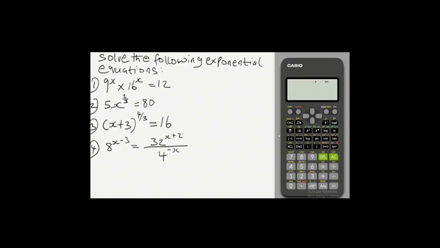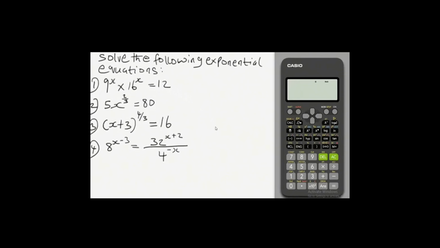The very first thing you will do is reset the calculator, which I normally recommend, guys. To reset it, just press shift 9, follow the instructions, press 3, press equal and press equal again. So we are good to go. Let's begin with question 1. We have this exponential equation: 9 to the power of x times 16 to the power of x equals 12. So we are looking for the value of x.